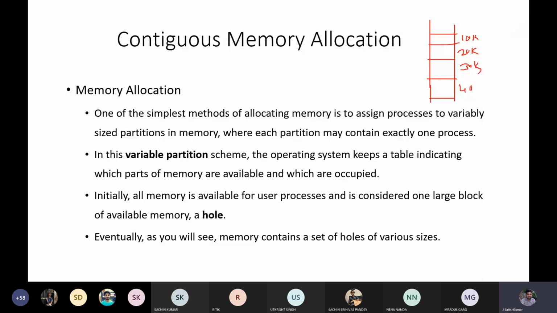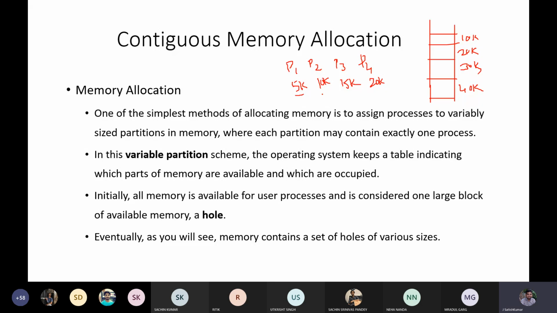Now let us say that you have four processes: P1, P2, P3, P4. P1 needs, say, 5 kilobytes of memory. P2 requires 10 kilobytes of memory. P3 requires, say, 15, and P4 requires, say, 20. This is the information available with us. Now, which process do you allocate to which memory space?